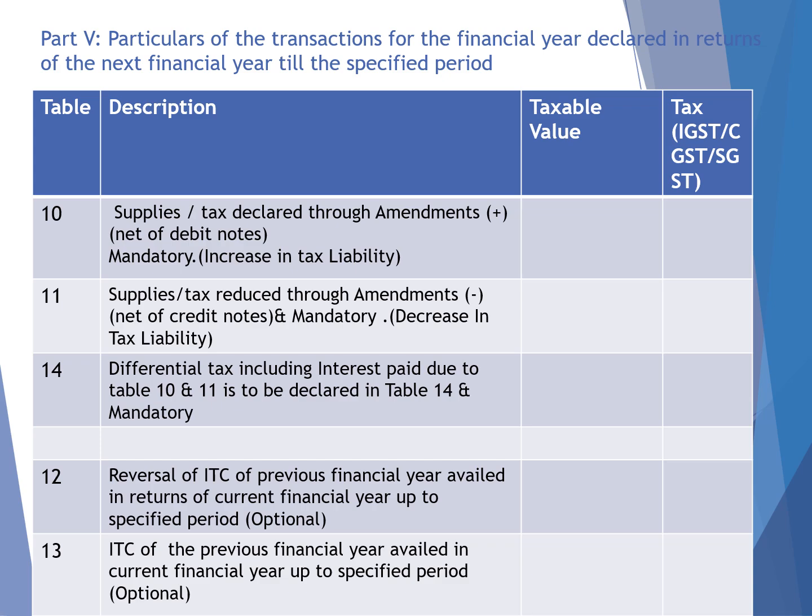Part 5 of GSTR 9 is an important one. It requires showing the details of the particulars of the transactions for the financial year declared in the returns.